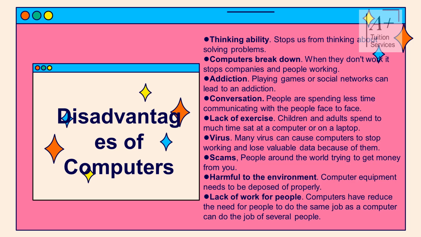Lack of work for people. Computers have reduced the need for people to do the same job, as a computer can do the job of several people at once. So in factories, we have computer-operated machinery that we don't need people to run anymore. In terms of packaging, we don't need people. In terms of mixture and recipes, we don't need people.